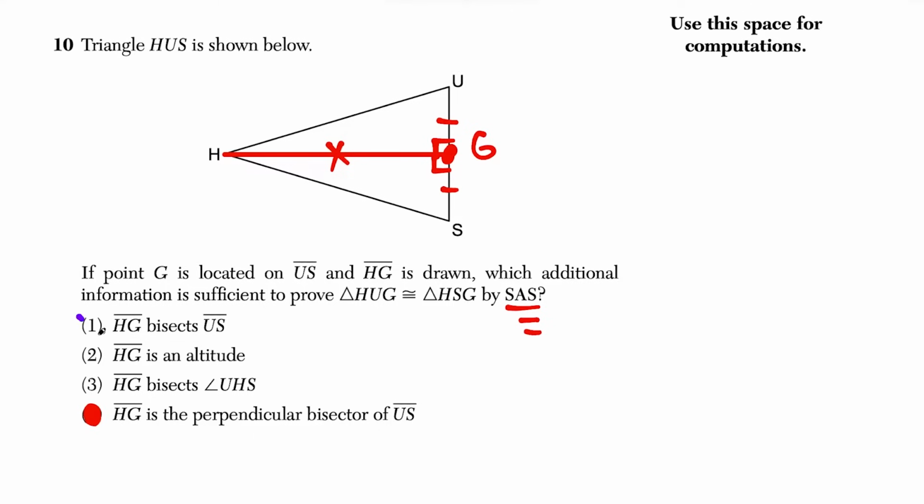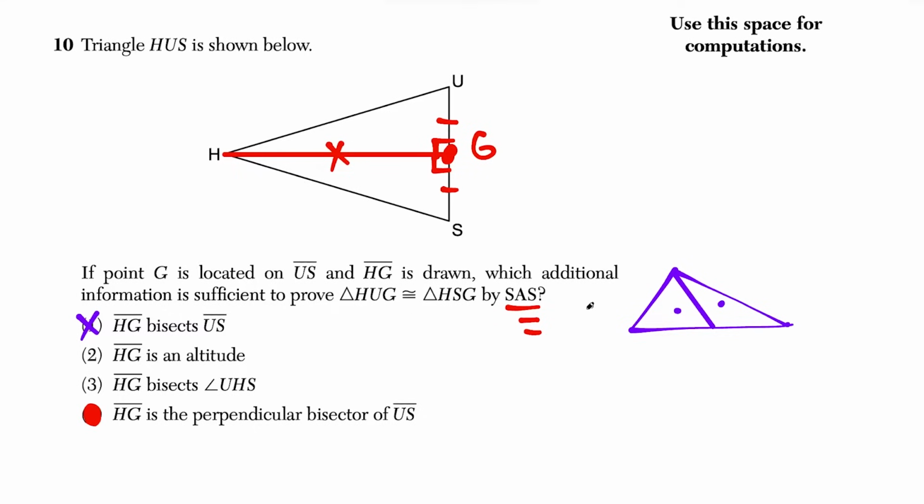Well, for choice 1, if we say HG bisects US, if I don't draw this exactly to scale the way it looks over here, so I just draw something like this. If I drop down a segment bisector like this, you could see that this triangle and this triangle are not guaranteed to be congruent. So that's why it's not enough just to say that HG is a bisector.